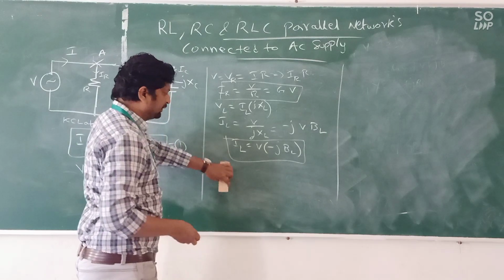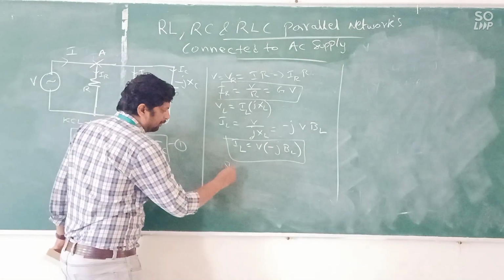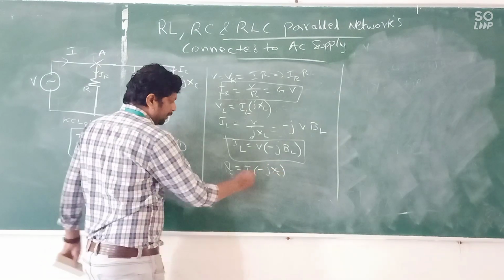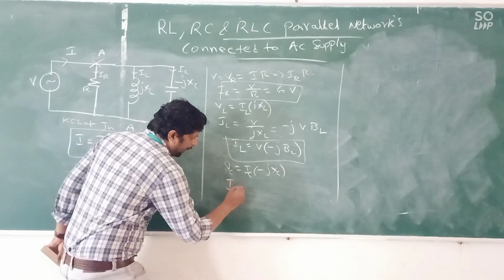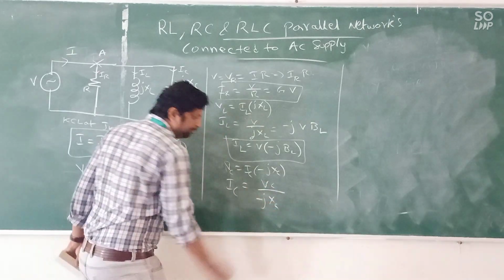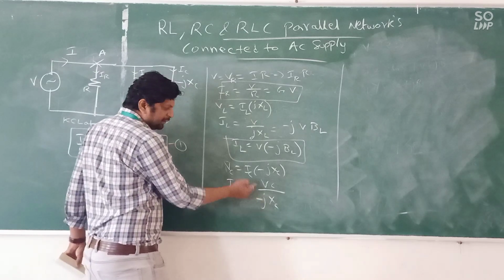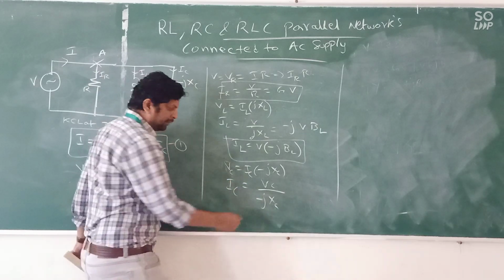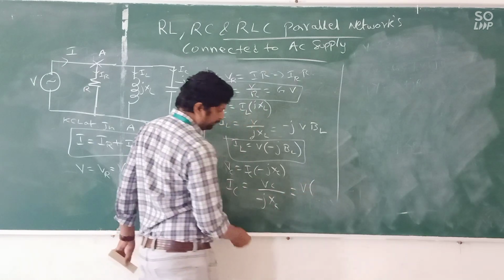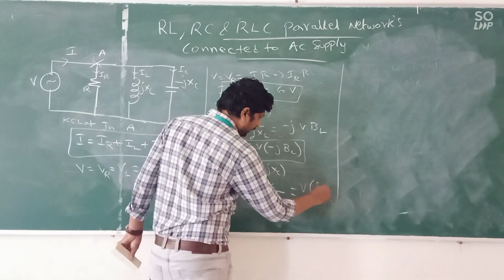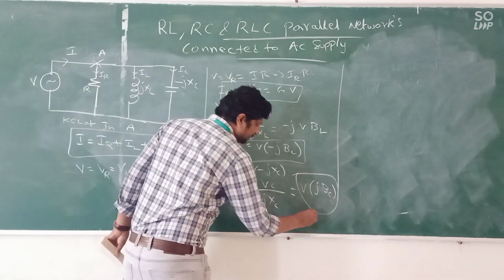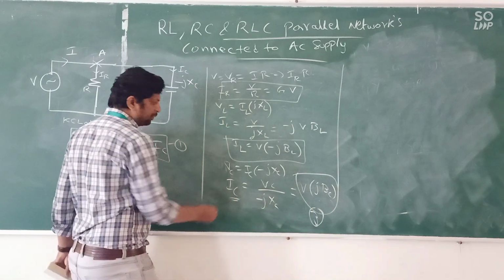Similarly, from Ohm's law for capacitance, the voltage in the capacitor, VC, is equal to I into minus JXC. So from here, IC is equal to VC by minus JXC. Minus J shifted to the numerator becomes plus J. So I can write it as V into J BC. So this is my third equation, that is the capacitive current.